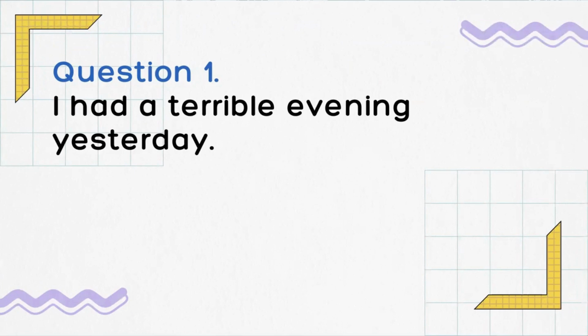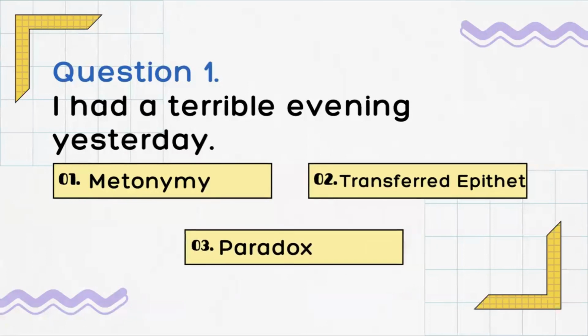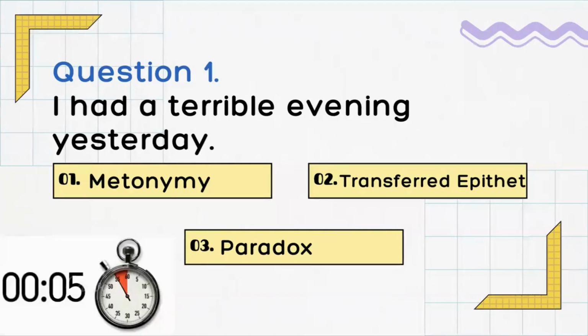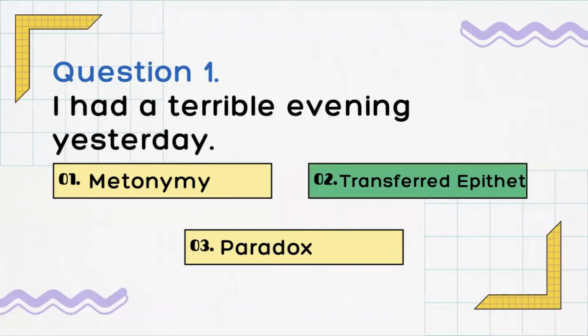Let's begin. I had a terrible evening yesterday. And the options are metonymy, transferred epithet, and paradox. The correct answer is transferred epithet. Here, the phrase terrible evening is a transferred epithet because the evening can't be terrible. Something terrible happened with the pronoun I.